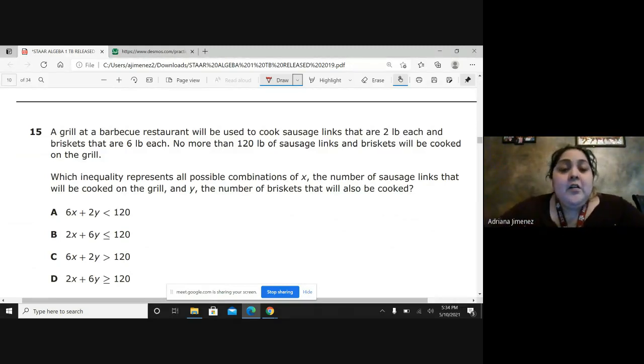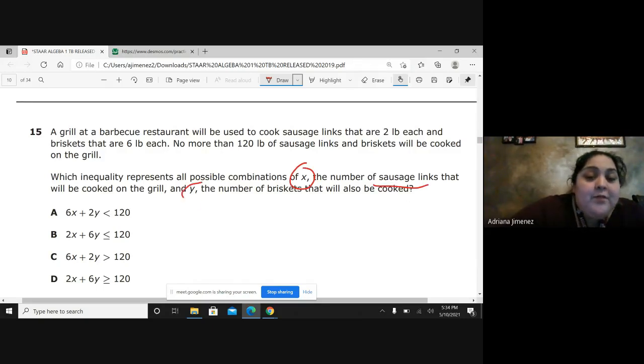Okay, so for this problem, we read the question first, and it wants you to say which inequality best represents all the combinations, and it tells you what the x and the y are. In this problem, the x represents the sausage links, and the y represents the briskets. So I read the problem to figure out what number is going to go in front of each one of those variables.